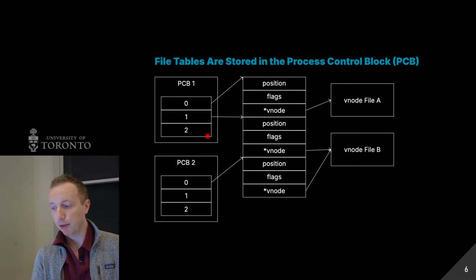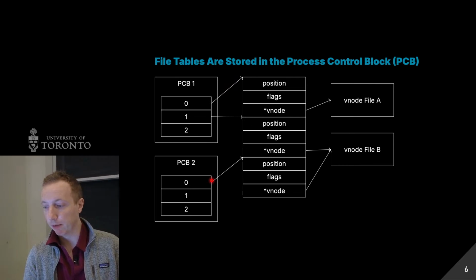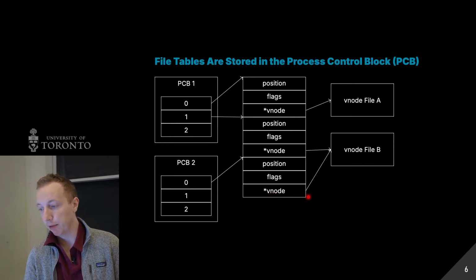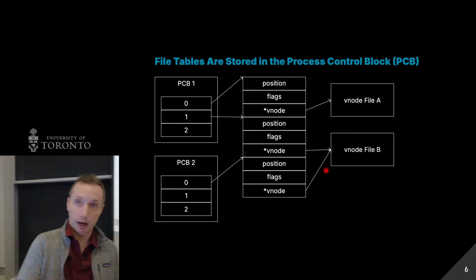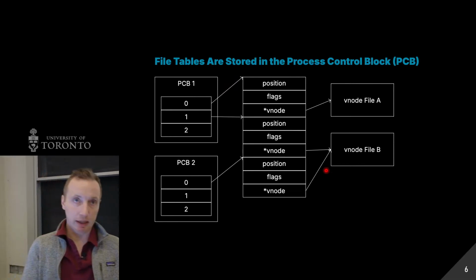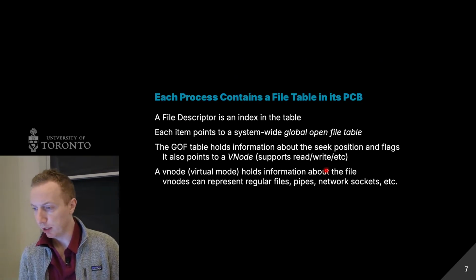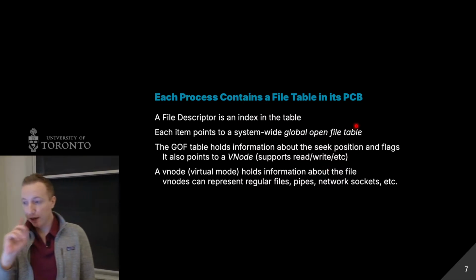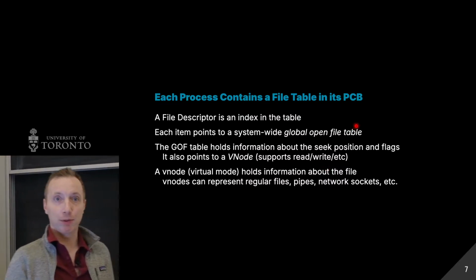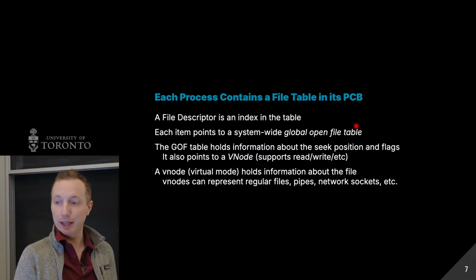And then each process could have a whole bunch of different ones. So this could have file descriptor 1 that points to file B, and it has its own position, flags, and vnode, which points to file B. And maybe another process also is using file B, but their file descriptor points to a different entry with its own position, flags, but its vnode is actually pointing to that same file. So they can both access it, but they have their own independent position. So each process contains a file table as part of its process control block. A file descriptor is basically an index into that.